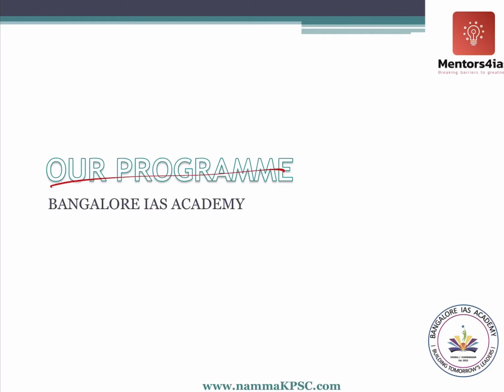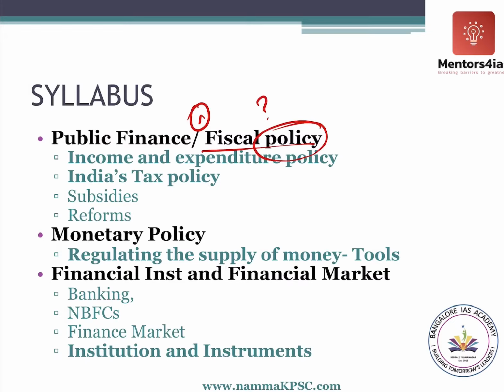Now, the first topic that we will be discussing is fiscal policy. What is fiscal policy? In simple terms, policy is the decisions taken by a government. So the decisions relating to the income and the expenditure of the government are known as fiscal policy. We usually don't use the word income per se; we use the word receipt.